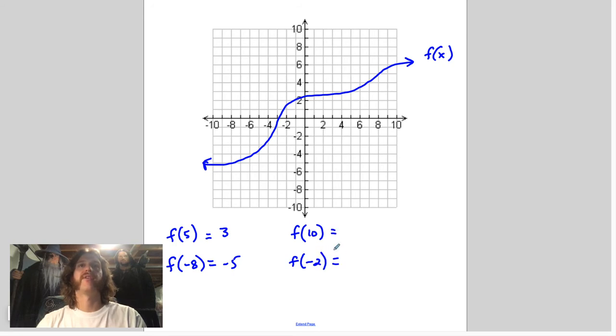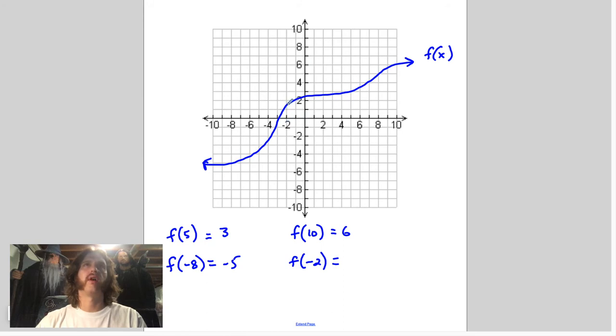Right, so what is the value of the function at? So pause the video, give that a shot. Okay, here we go. Value of the function at 10, we're up at 6. Okay, tracing over, following the height of our function. What is the value of my function at negative 2?